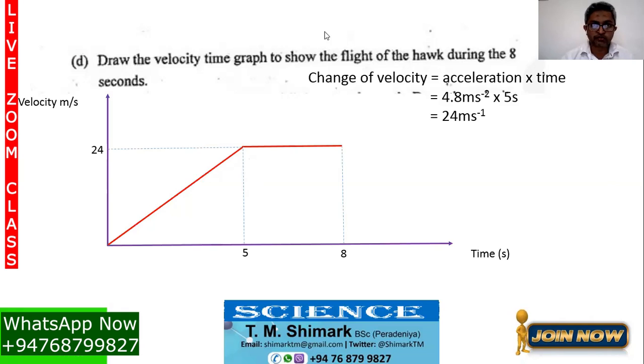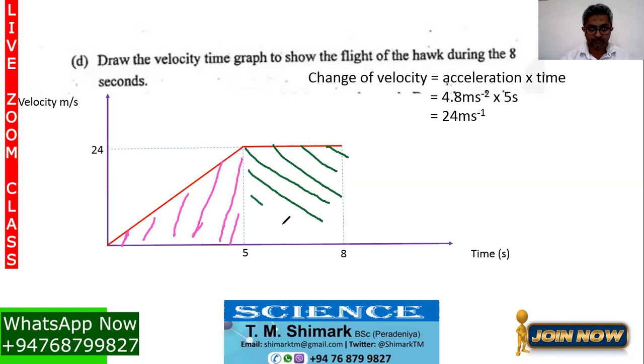Calculating displacement using this velocity time graph is also possible. The first 5 seconds displacement is given by the area of the triangle, and the second will be given by the area of the rectangle. The area of the triangle will give us the displacement in the first 5 seconds, and the area of the rectangle will give us the displacement in the second 3 seconds.